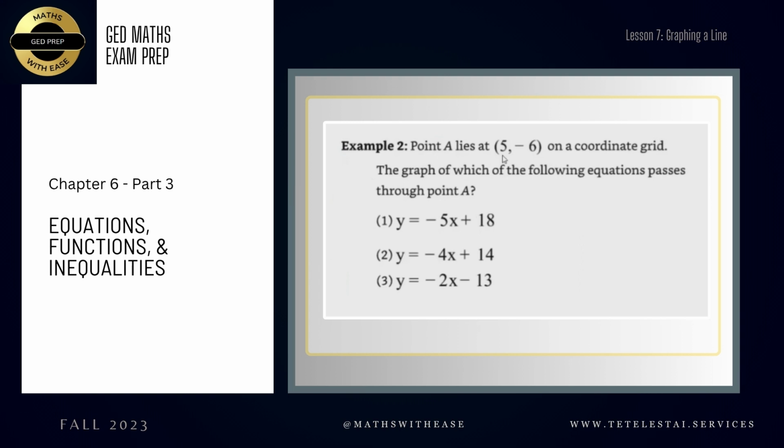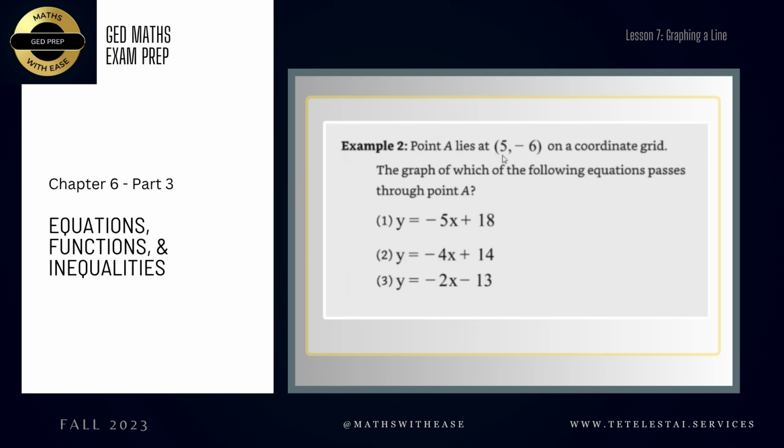So you can simply use the ordered pair that you've been given and substitute the relevant values into the equations. So if we look at option 1 and we let x equal 5, negative 5 times 5 is negative 25, and negative 25 plus 18 is negative 7.